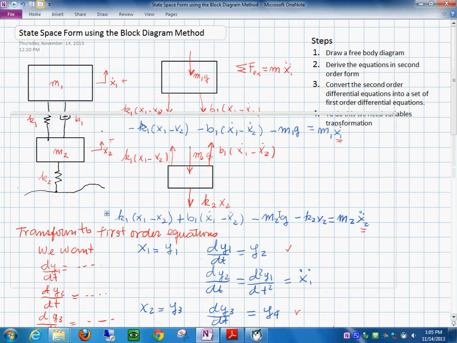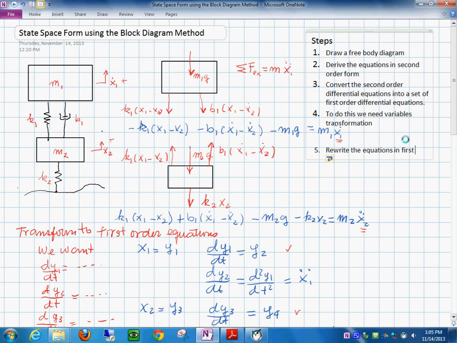So our objective, I would say, why don't we put it in here, maybe some notes in here. We did the transformation in here. And then let's go here. Step number 5 was to write the equations in first order form into the state space form. In here we obtain the A and B matrices.